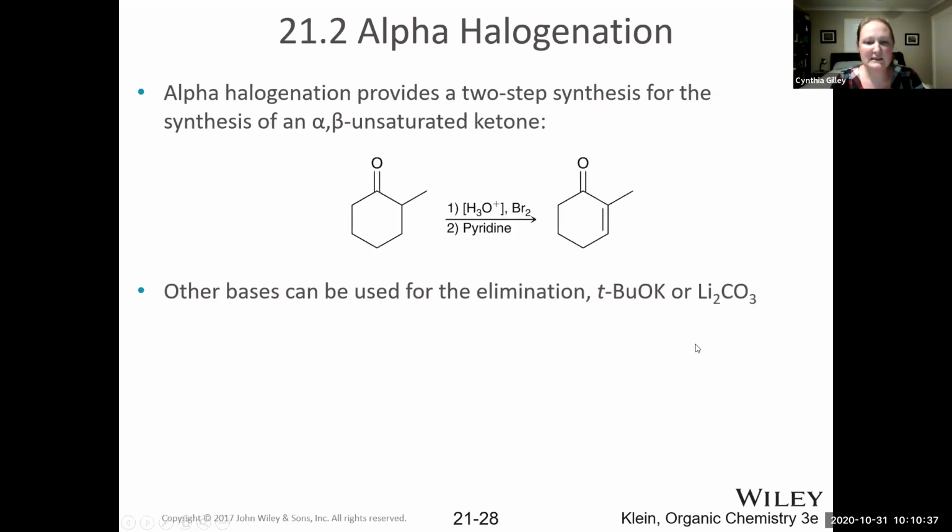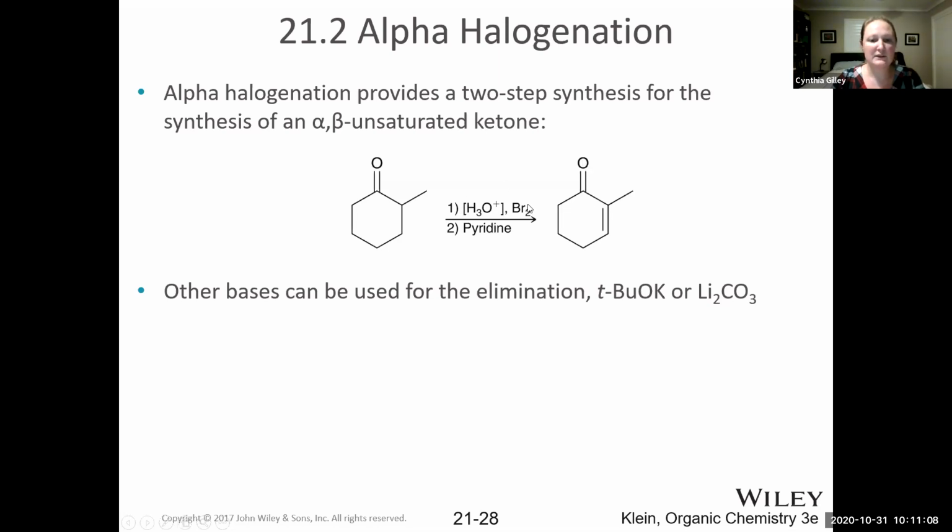We can actually expand this to synthesize an alpha beta unsaturated ketone. The reason why I call this an alpha beta unsaturated is because this is the alpha carbon to this carbonyl, this is a beta carbon to this carbonyl, and there's a pi bond. So pi bonds, as you know, are units of unsaturation. So one of the ways we can name this is calling this an alpha beta unsaturated ketone.